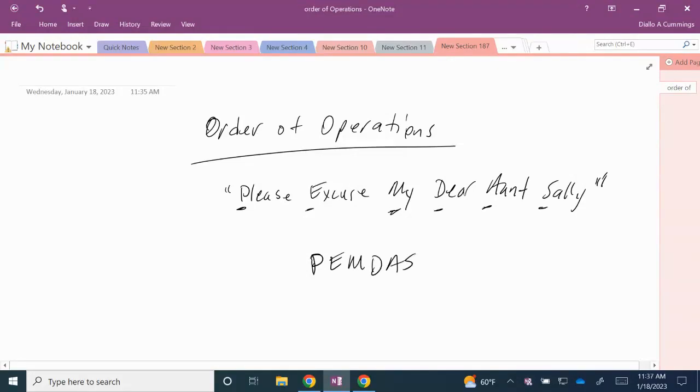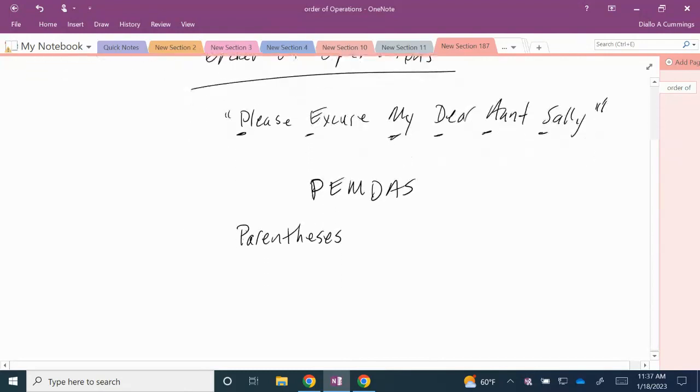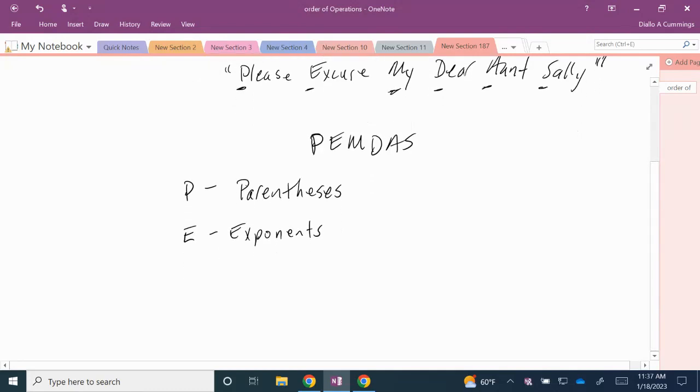And what it actually stands for is the order in which you're going to perform the given operations. The P stands for parentheses. So the first thing you'll do is simplify what's in the innermost parentheses, absolute value or radical. E is for exponents. So next you'll simplify what's in the exponents.